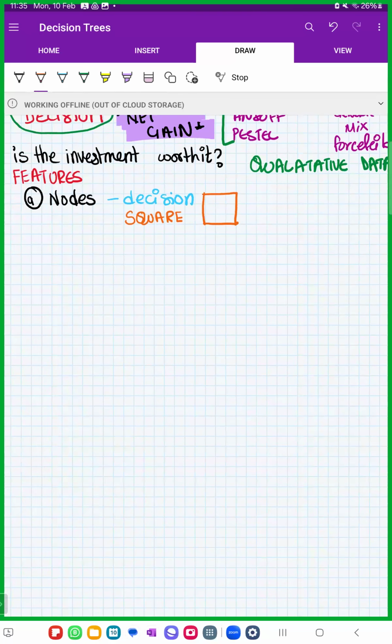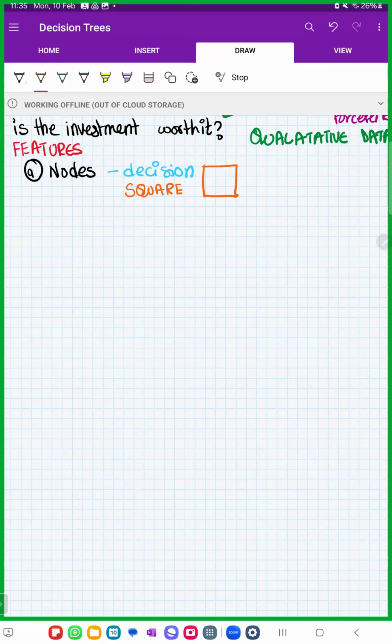Okay, then we have circles. They represent your outcomes. If you make a certain decision, what will be your outcome? Okay, let me show you. Don't get confused.